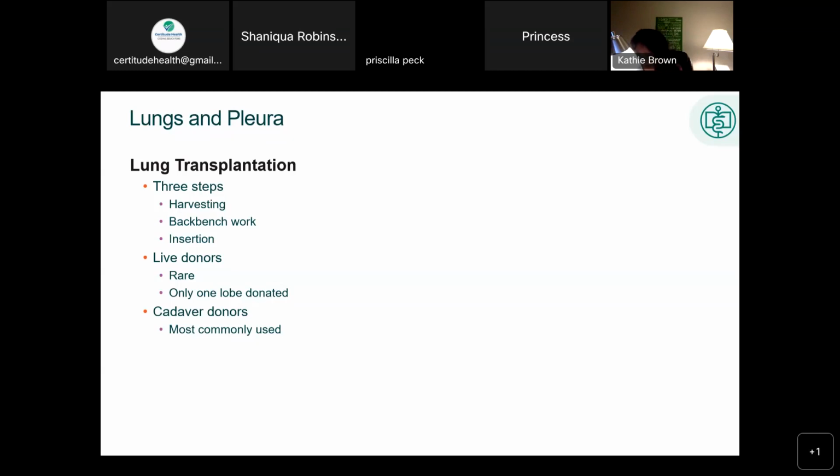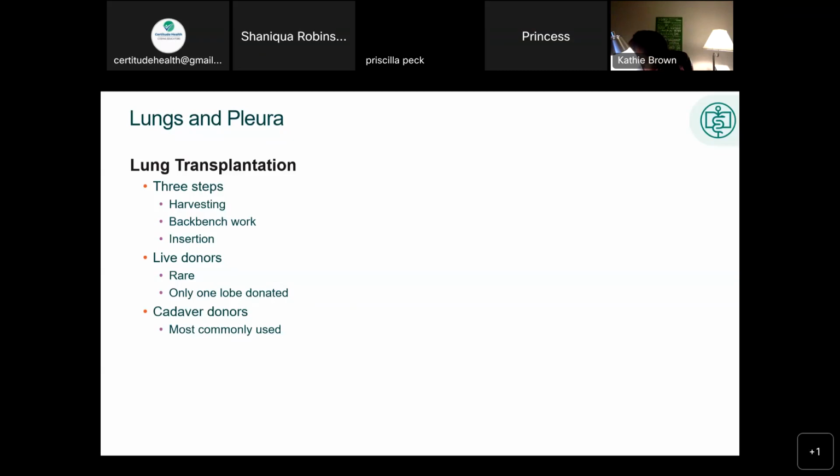Lung transplants are typically by cadavers, and the transplant itself has 3 steps. So you'll see on page 237, the 3 steps are listed. Step 1 is the harvesting, meaning it includes harvesting, backbench work, and insertion of the transplant. Those are the 3 steps of a transplant.